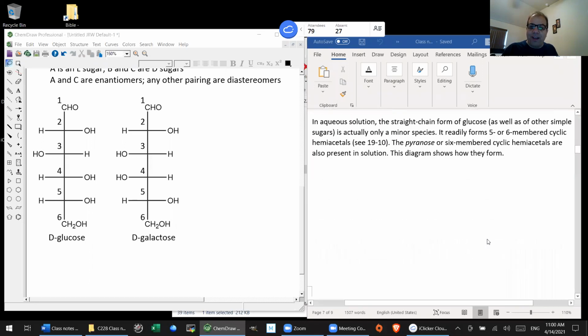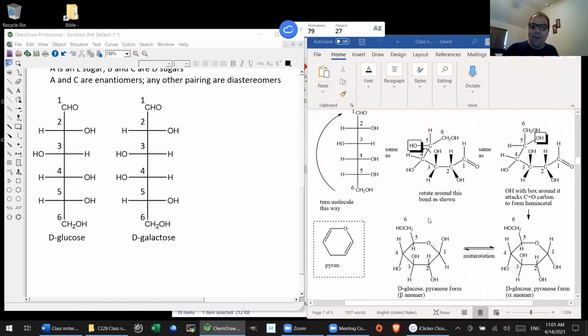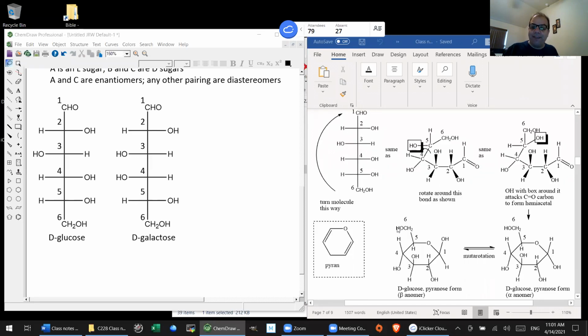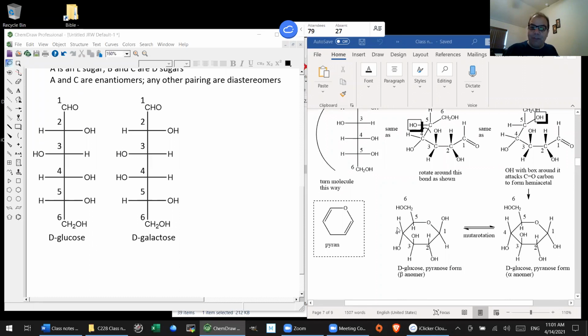Good. So let's look at some of these cyclic forms of sugars, and I think you guys have seen them. There's multiple correct ways to draw, in particular, the pyranose forms, which are the 6-membered cyclic hemiacetals. So here is our glucose, and D-glucose can form either of 2 6-membered cyclic hemiacetals.